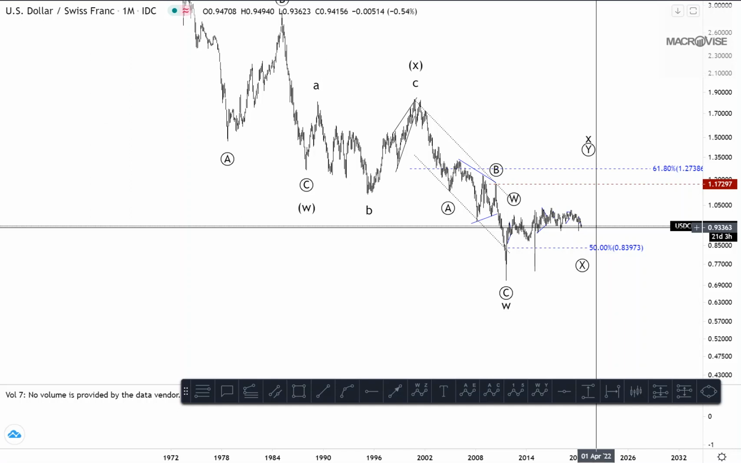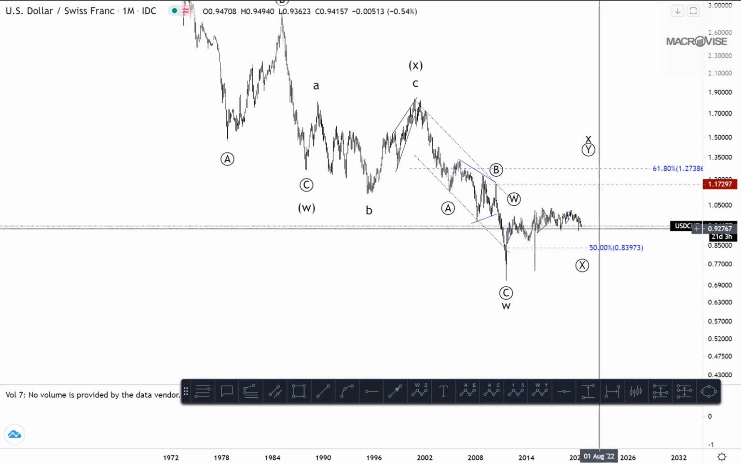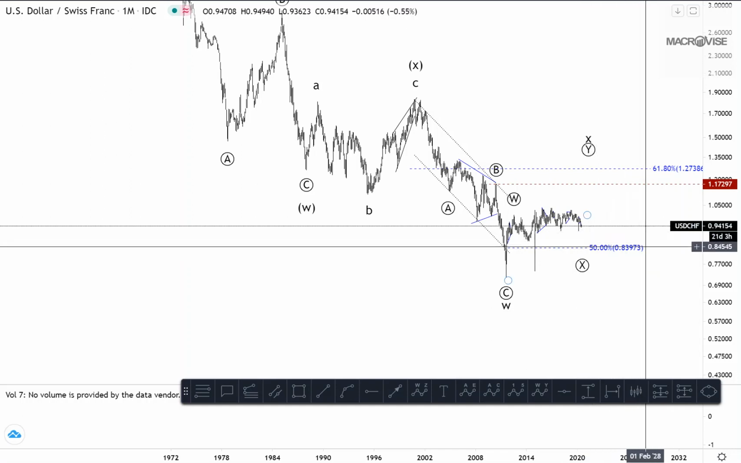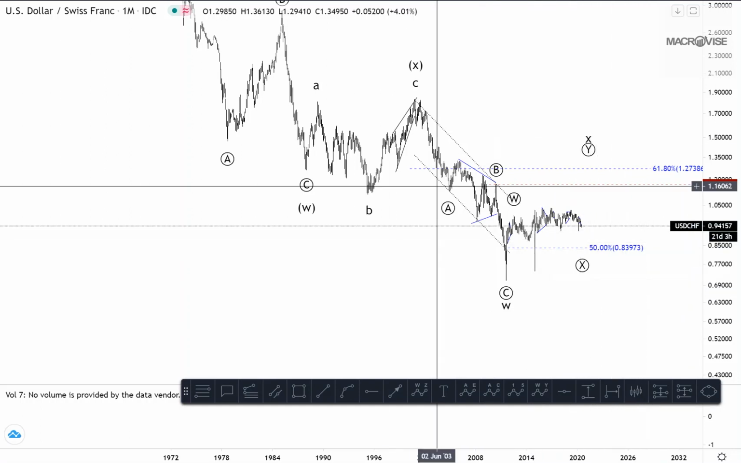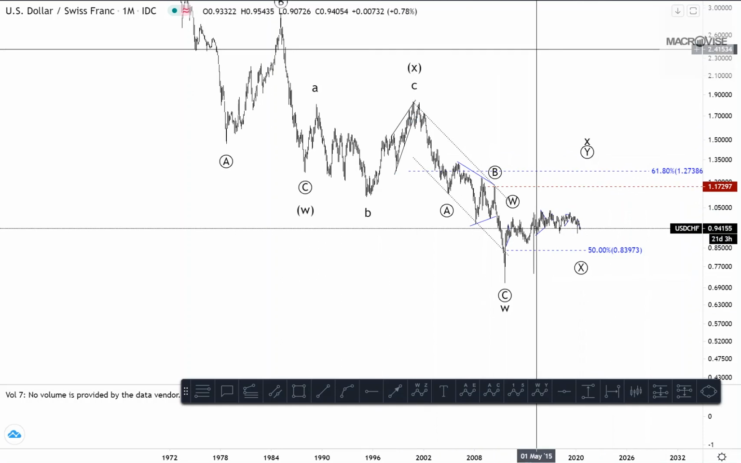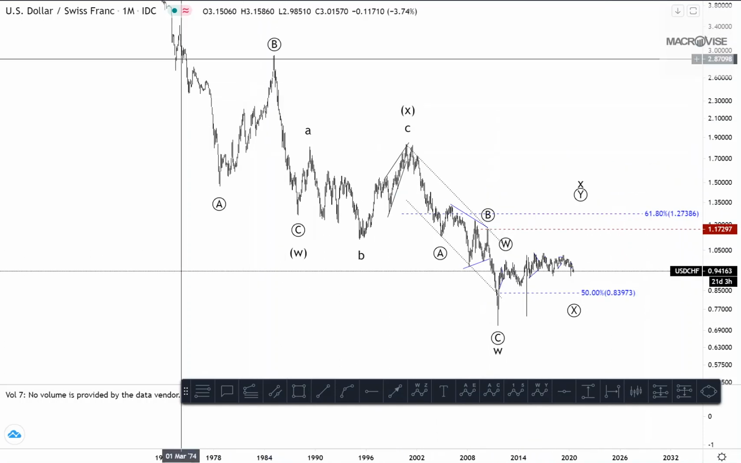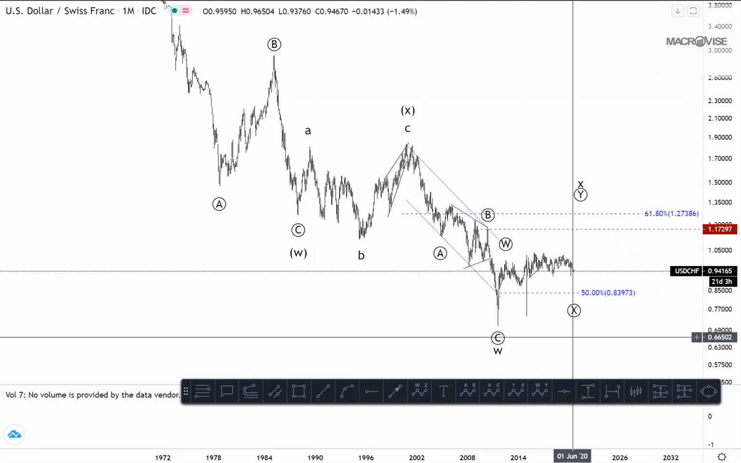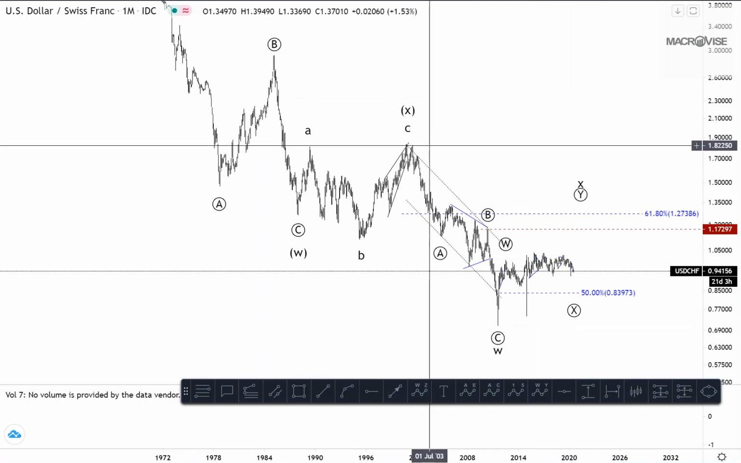So what I'm looking at here is a 50% retracement, right? Before we get to that, if we consider the whole current trend, we are definitely in a bear market. It's very clear we're creating lower highs and lower lows.